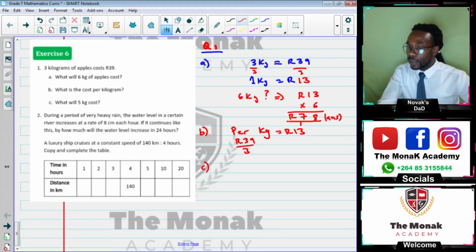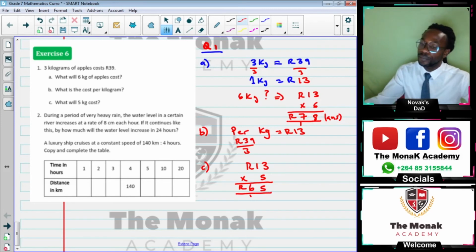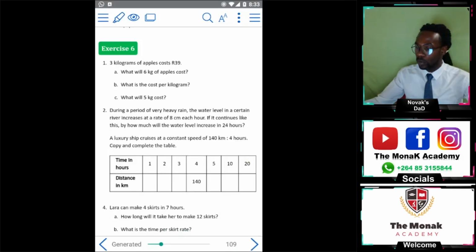We go to C. What will 5 kg cost? So we know already that 1 kg costs 13 rand. We want 5, so we multiply by 5. 5 by 3, 15. 5 carry 1. 5 by 1, 5 plus 1, 6. So it's 65 rand. Pretty simple, huh? Let's see if this question is complete. Oh yeah, it is complete.